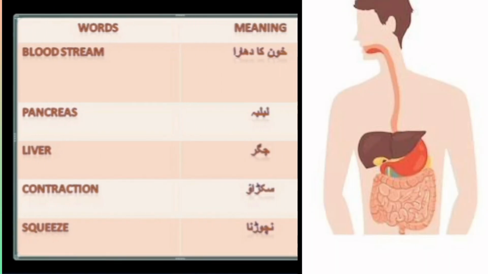Our first word is bloodstream. Bloodstream means खून का धारा. Next word is pancreas. Pancreas means lablaba. Next word is liver. Liver means jigar. Next word is contraction. Contraction means sukudao. Our last word is squeeze. Squeeze means nichorna.